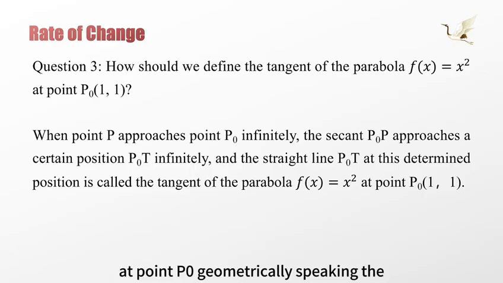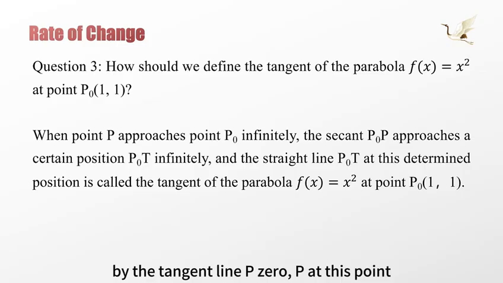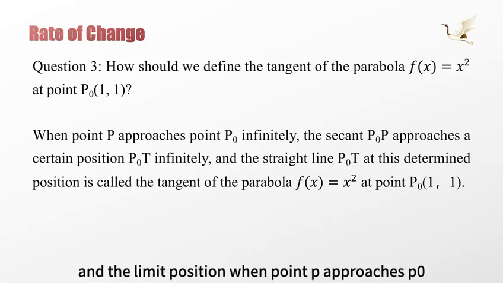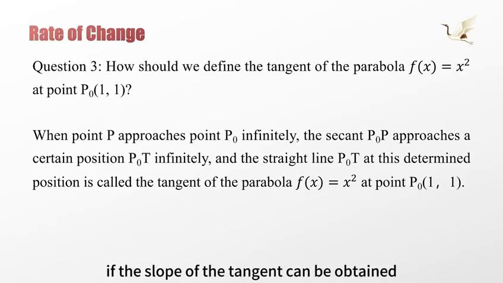Geometrically speaking, the tangent of a parabola at point P0 is determined by the tangent line P0P at this point, and the limit position when point P approaches P0 infinitely. We know that slope is a factor in determining a straight line. Given the known tangent point, if the slope of the tangent can be obtained, the equation for the tangent can be determined.